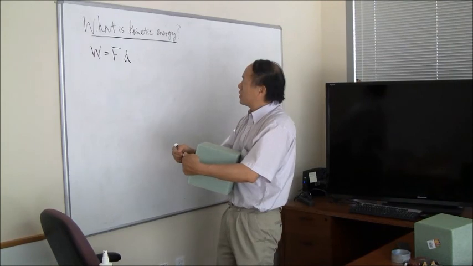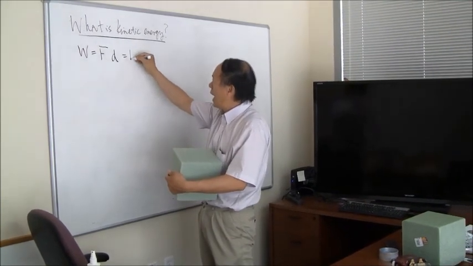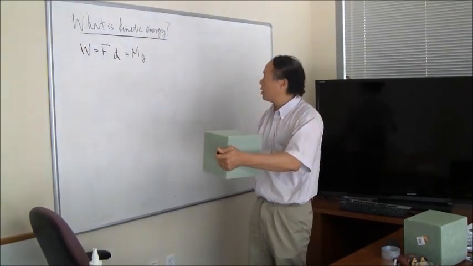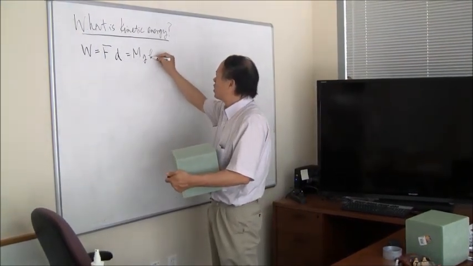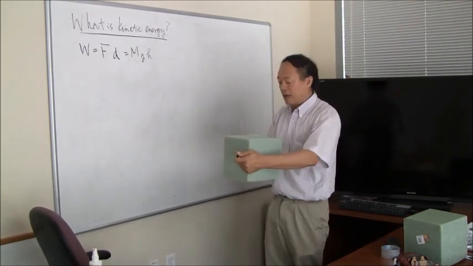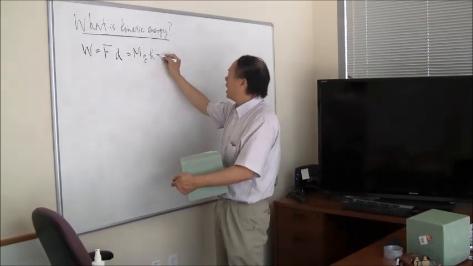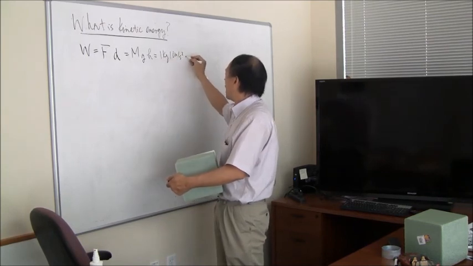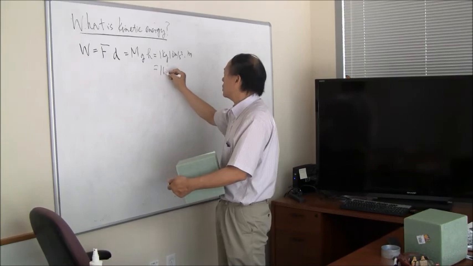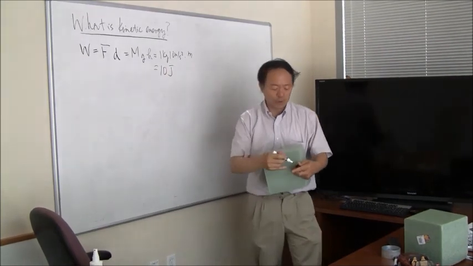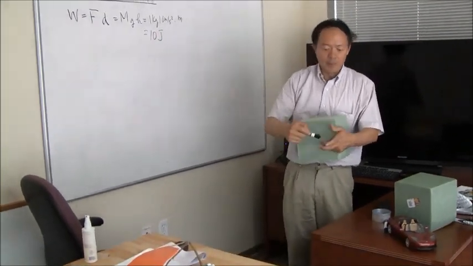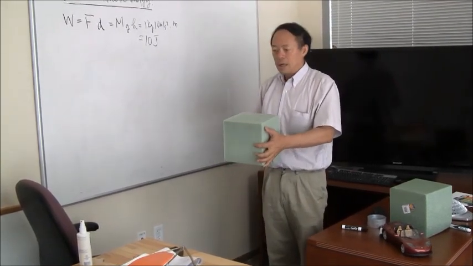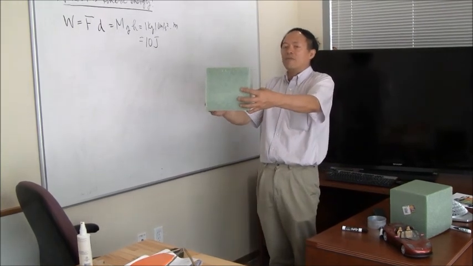Therefore, the amount of work done in that case would be equal to m times g, which is the gravitational force exerted on the concrete block, times h, which is the height I have lifted the concrete block by. Because it's 1 kilogram times 10 meters per second squared times 1 meter, that's equal to 10 joules. So I've done 10 joules of work by lifting the concrete block from the floor to a height of 1 meter.